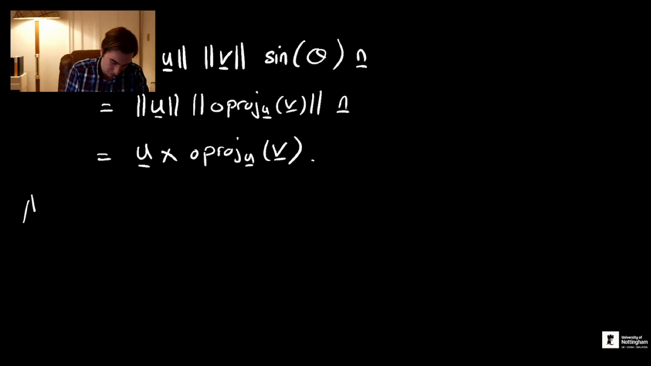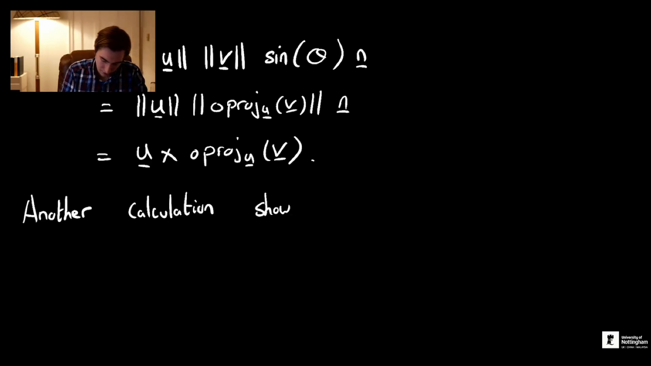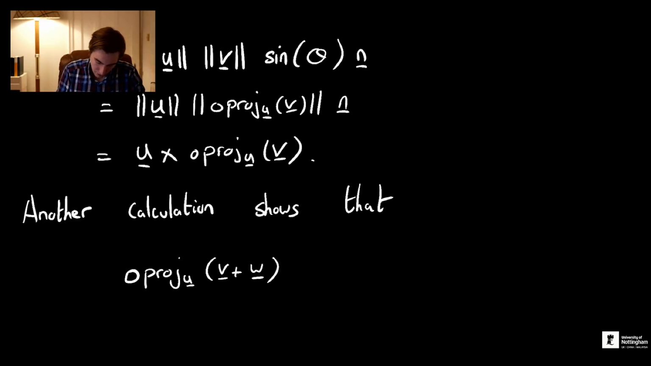Another calculation shows that. So we want to look at the orthogonal projection of V plus W onto U. Well, by definition, that is equal to V plus W minus U dotted with V plus W over U dot U times U.